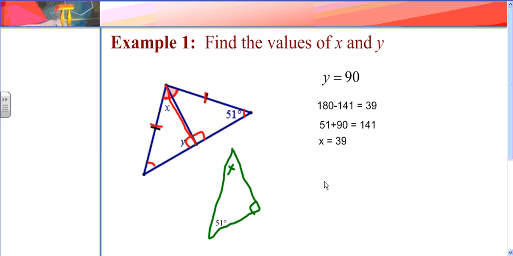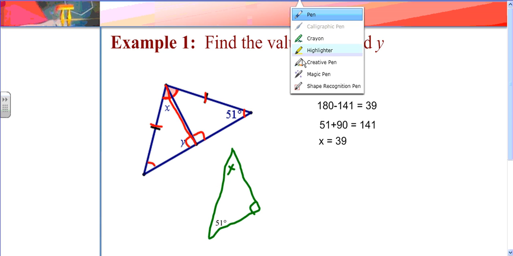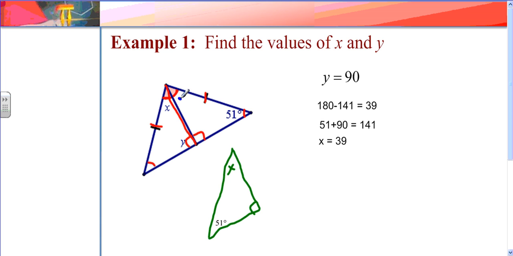Okay, now let's make sure that makes sense. Does this look like it could be a 39-degree angle? That looks reasonable. And then if this angle was 39, then we could also say that this angle over here was 39. And then we could make sure that all of these angles added up to 180 as well, because that's also a great big triangle. Now I know my picture's getting a little confusing, but we can talk more about that in class on Monday.